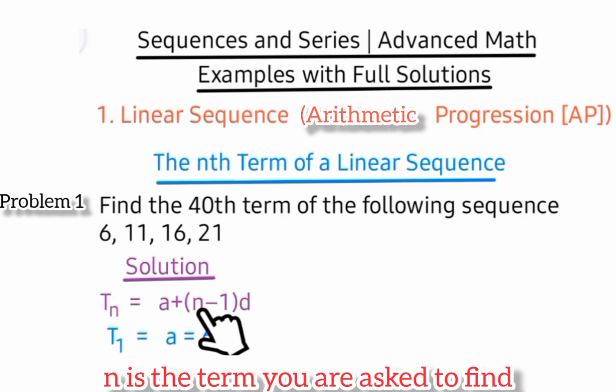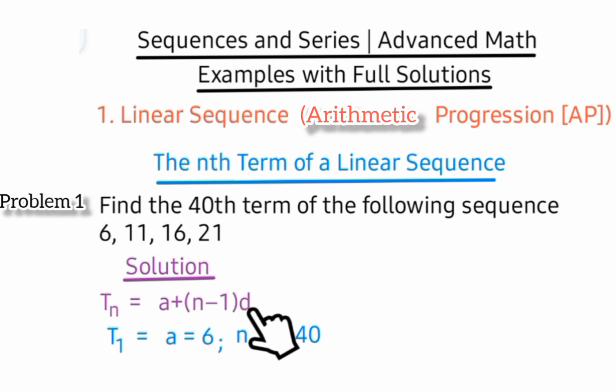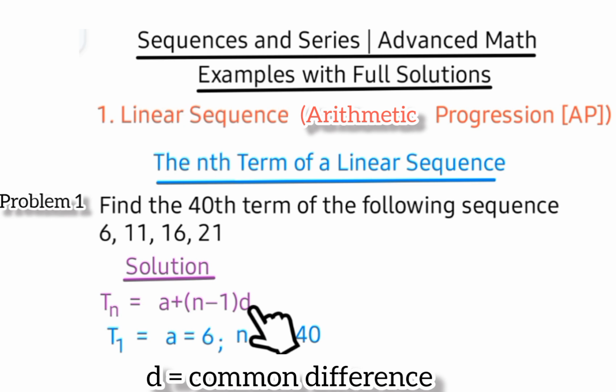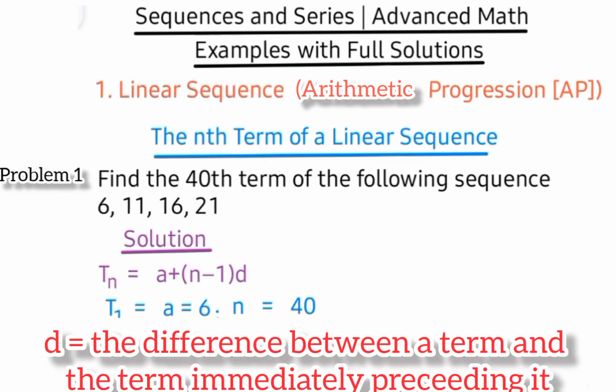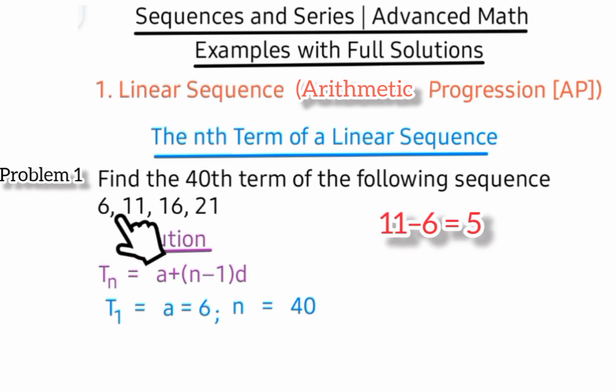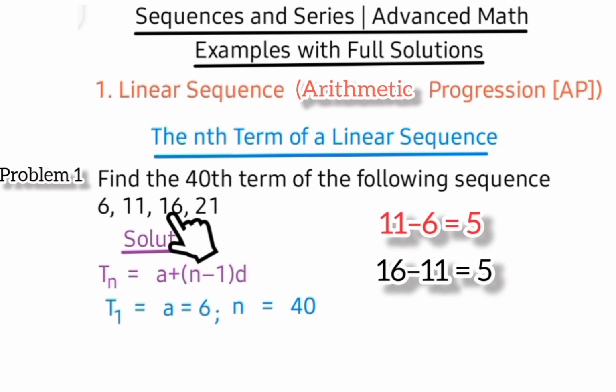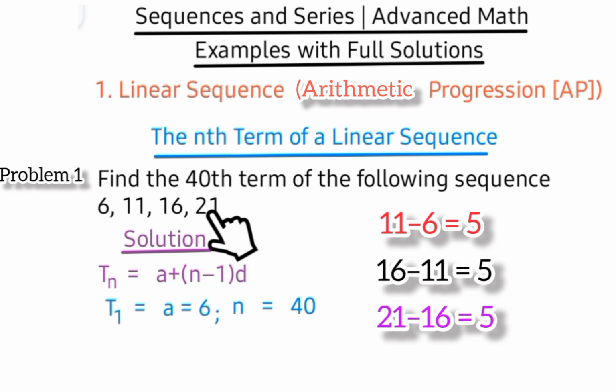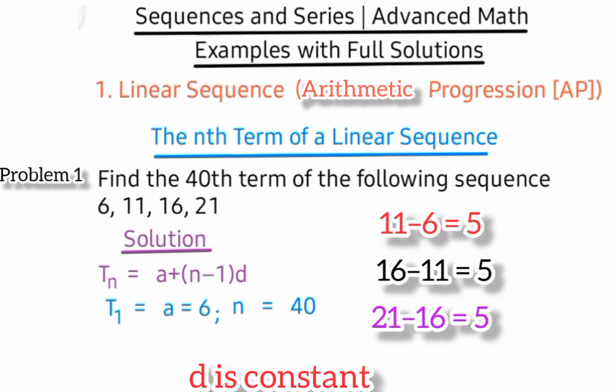Going back to our formula, we could see n. n here represents the term we are being asked to find. In our question, we are asked to find the 40th term. So our n is 40. d here is a constant number called the common difference. Common difference, d, is the difference between a term and the term immediately preceding it. For example, the difference between 6 and 11 is 5. Also, the difference between 16 and 11 is 5. Lastly, the difference between 21 and 16 is 5. Therefore, we could see that the difference d is constant, being 5.